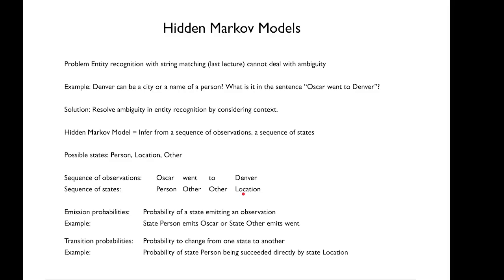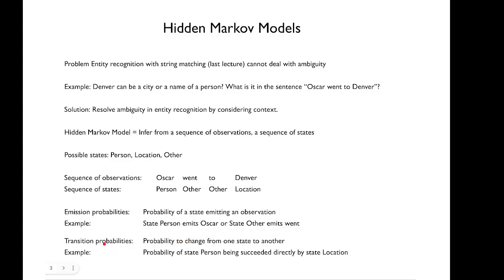The idea of these hidden Markov models is that we have emission probabilities. So in a given state, there are certain probabilities of emitting observations. For example, in the state person, there's a certain probability that the observation Oscar will be emitted. But there might also be other names like Peter, Mary, Jane, and so on. Or the state other emits "went".